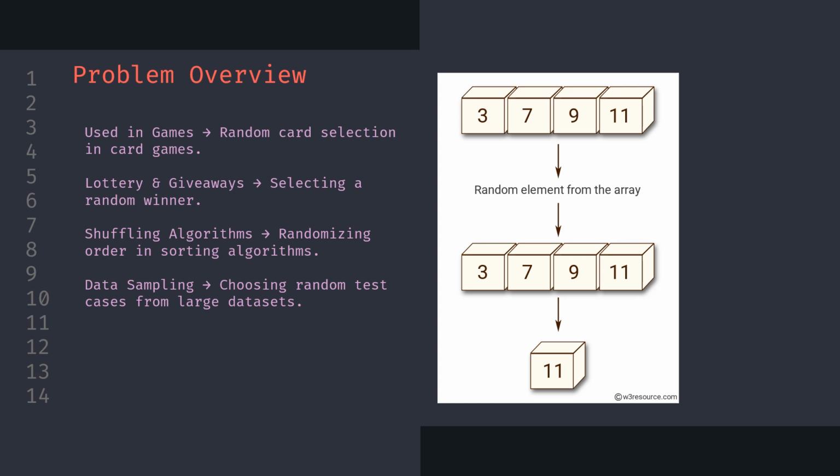Random selection is a fundamental concept used in various real-world applications. It plays a key role in gaming, data analysis, AI, and statistics. Whether you're building a card game, a giveaway system, or a randomized algorithm, selecting a random element efficiently is crucial.